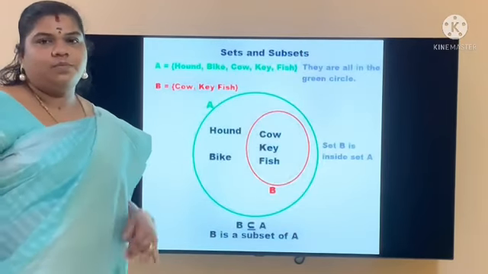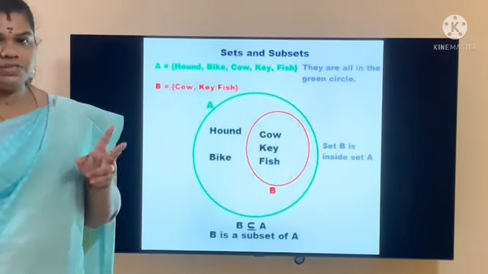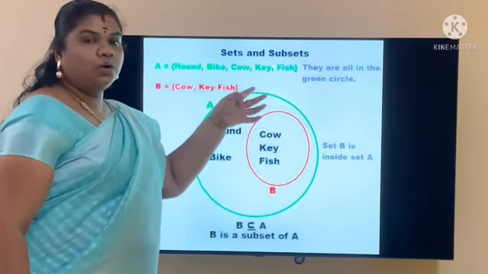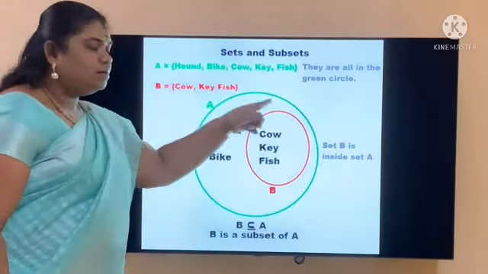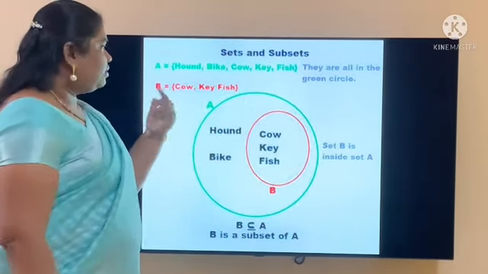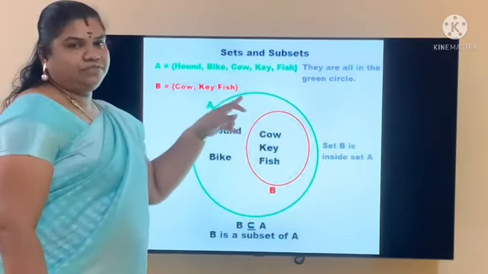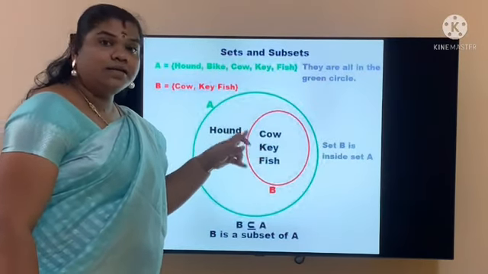Okay, now we are going to see about the next topic, subsets. So here I have taken two sets. Set A is going to have pound, bike, cow, key and fish, which we have represented in the green color circle. Then we have taken one more set B, which is cow, key and fish, which we have taken inside a red color circle.